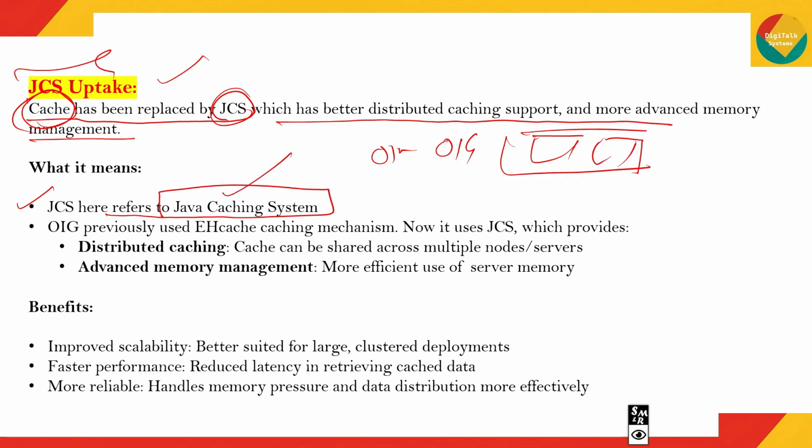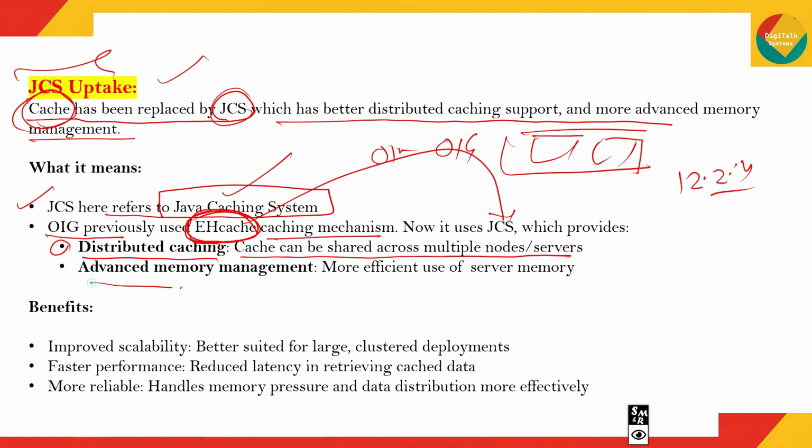Earlier, up to 12.2.1.4, your OIG was using EhCache. This is a caching mechanism, that means the old caching mechanism was EhCache. This EhCache is now replaced with the JCS cache, which provides distributed caching. Cache can be shared across multiple nodes or servers, with advanced memory management and more efficient use of server memory.